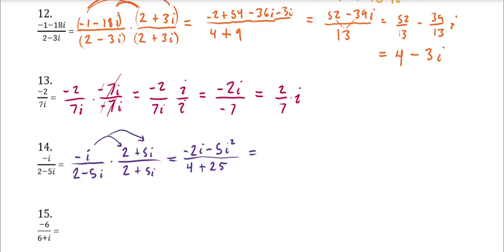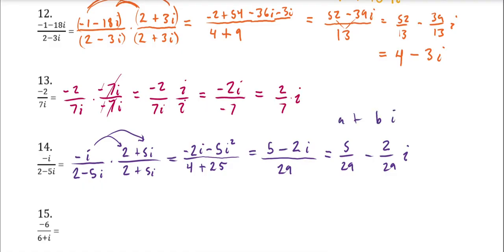But there are some reductions that can be done here. i squared is minus 1, so this is just positive 5, minus 2i, and on the bottom we have 29. Now, there's no way to reduce this nicely, but we do still want to write it as 5 over 29 minus 2 over 29i to get things into our a plus bi form.